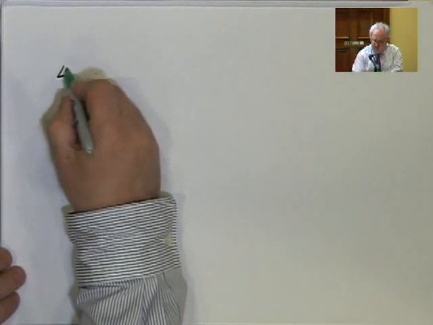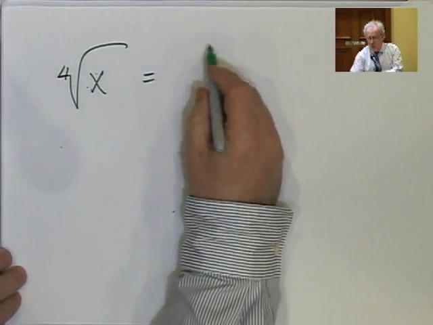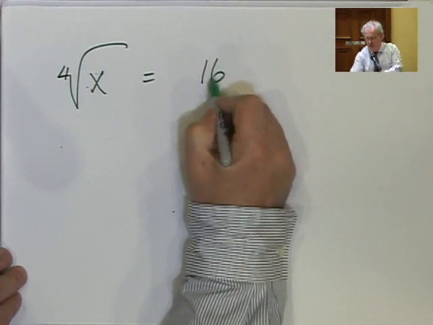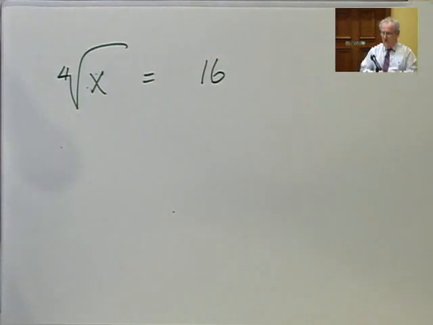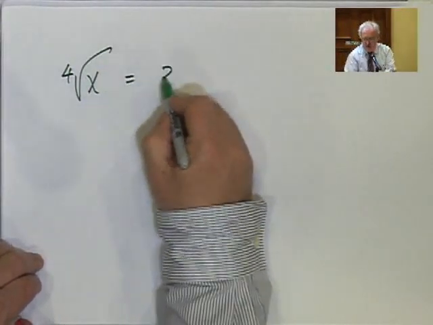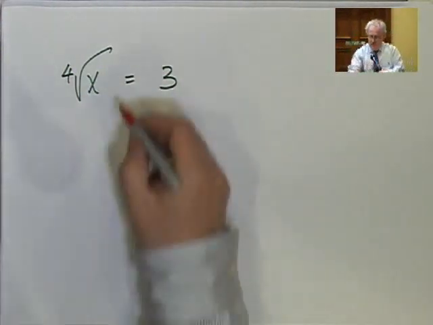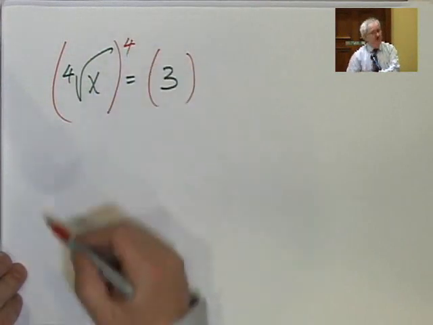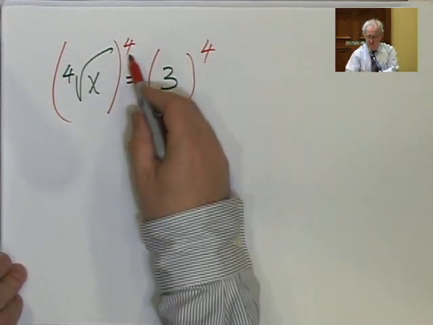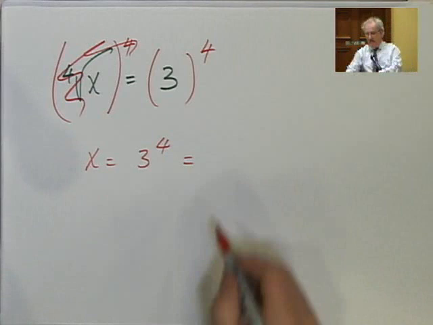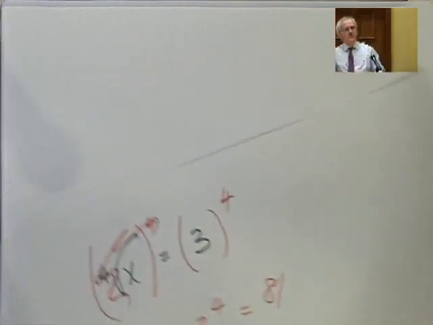Or if somebody says, what's the fourth root of x? Is 64, maybe? That's not a good one. Let's take a smaller one. Let's say the fourth root of x is 3. What's x? Well, how do you get rid of the fourth root? Put it to the power of 4. They all cancel. x is equal to 3 to the power of 4. 3 by 3 by 3 by 3 is 81. Is that okay?